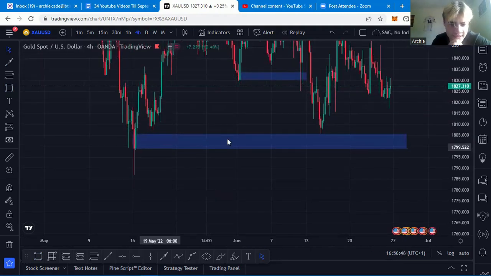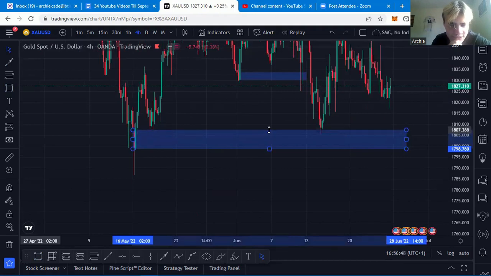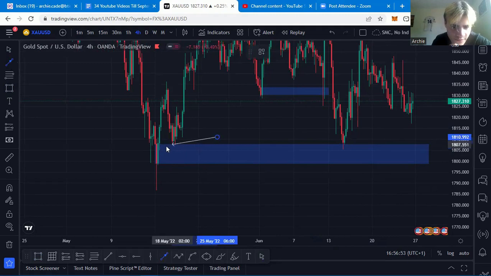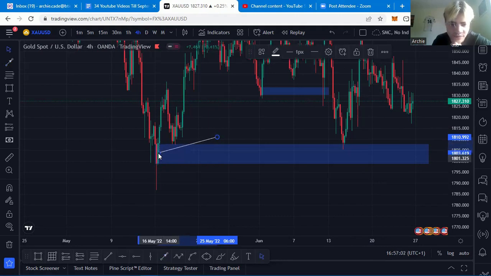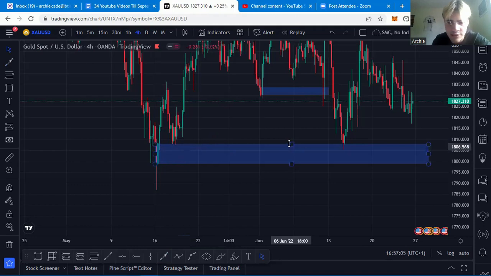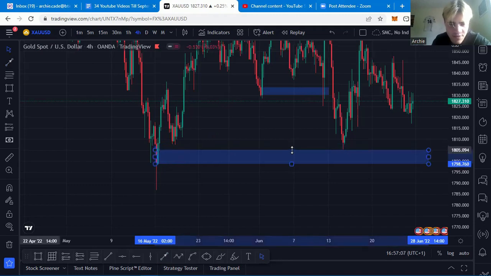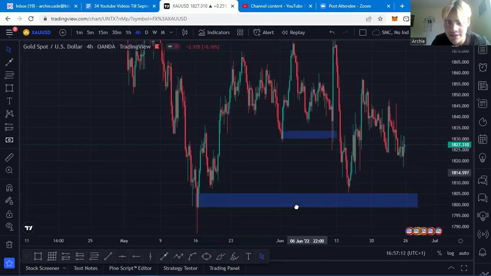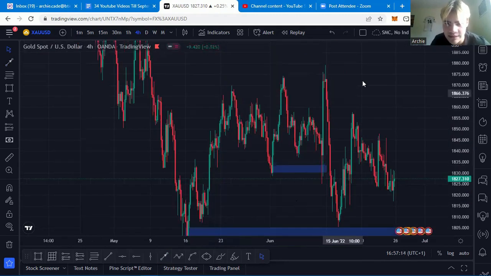Now this here wouldn't be correctly drawn out. Why? Because this part of the candle wick has invalidated this bit of the imbalance. Only this part of the imbalance is now valid. I hope that makes sense. I'll go through it in loads of other examples as well, but that is where your imbalance is, technically what I class as a real imbalance.